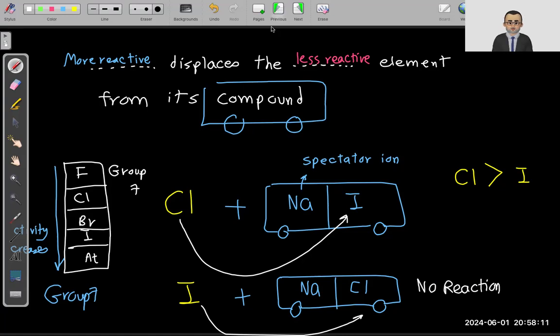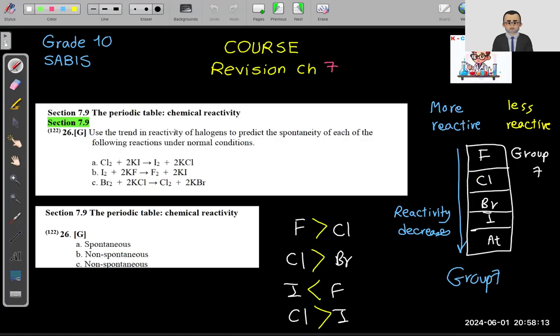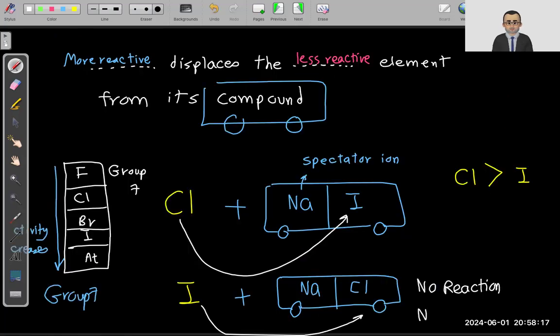What does it mean, no reaction? It means non-spontaneous. He said, is it spontaneous or non-spontaneous? Non-spontaneous means it will not happen by itself. Non-spontaneous means no reaction. Why is it non-spontaneous? Because it's weaker, it's less reactive. So it will never be able to do it. While the opposite can happen. So I will say it's called spontaneous.